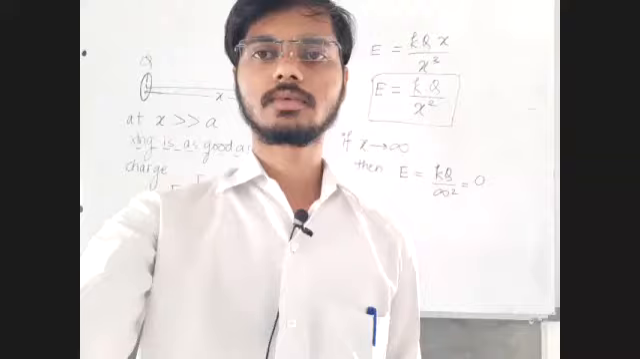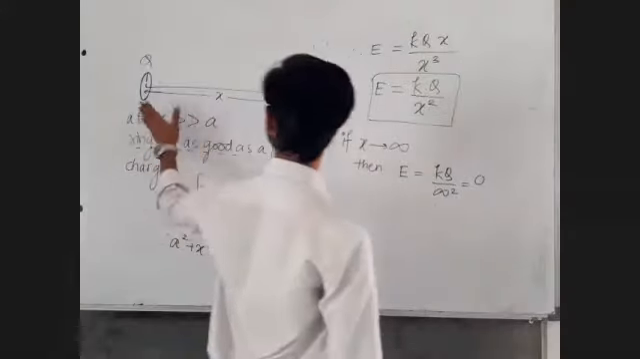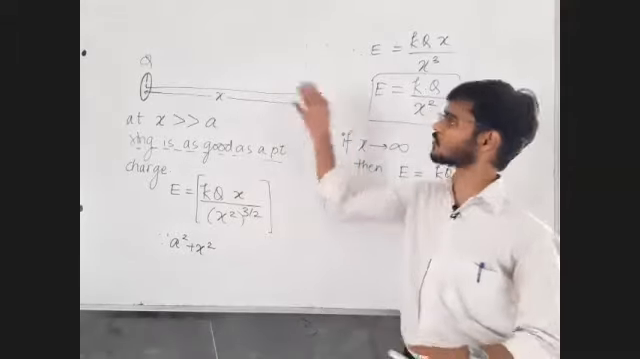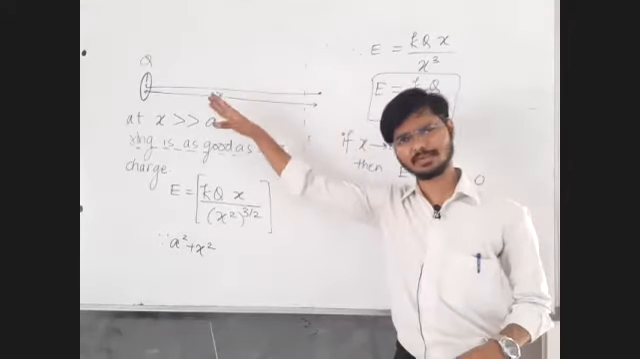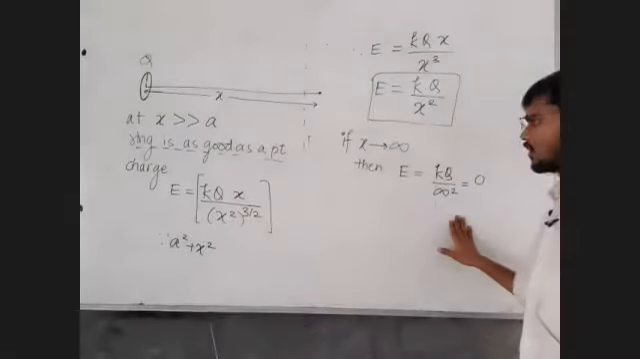Ultimately 0, yes. At very large x you should definitely get the answer to be equal to 0, because you are at very large distance from the given point charge. So that given point charge will not have any effect at that large distance. So that answer will be equal to 0. Fine.